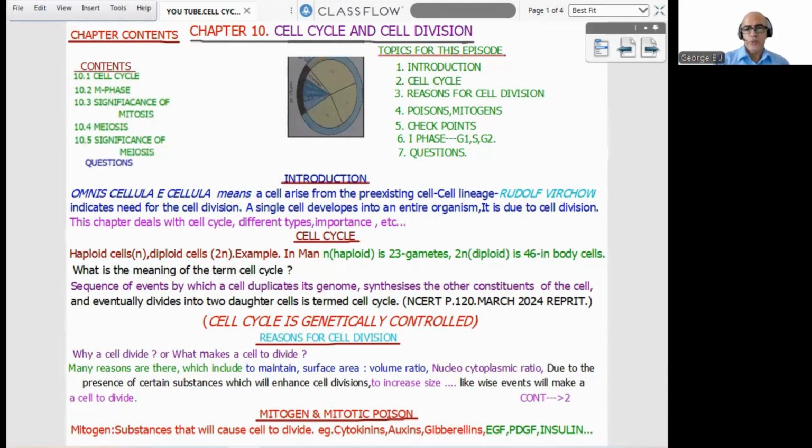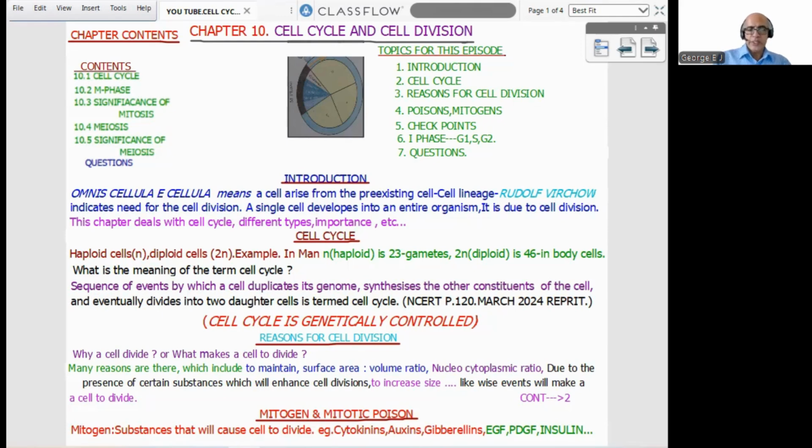Cell, the basic unit of life. You may have studied an item from school or +1, +2 level, a statement called omnis cellula e cellula. What does it mean? A cell arises from a pre-existing cell. This theory is otherwise called cell lineage, and the scientist is Rudolf Virchow. And that itself indicates the need for cell division. From a single cell, like a zygote, an entire organism will develop through cell division. So now we got the importance of cell division, and this chapter mainly deals with the cell cycle, different types and importance of it.